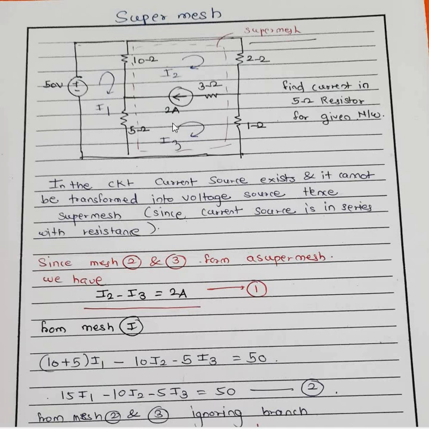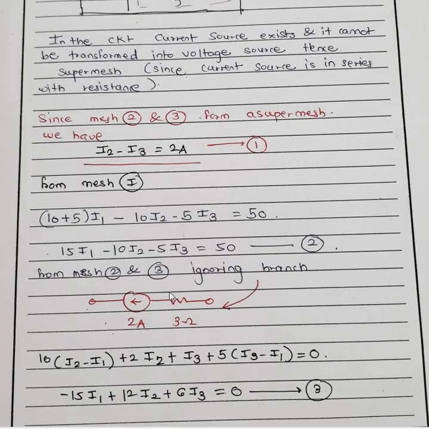I2 minus I3. That is, I2 is in this direction and I3 is like this. I2 is clockwise, I3 is also clockwise within the loop, but when it appears here, its direction is opposite to I2. So one is from left to right, another is from left to right, and this one is from right to left. Therefore, we are assuming this direction, and I2 minus I3 is nothing but the 2 ampere current. So this is our actual supermesh equation, after applying KVL.